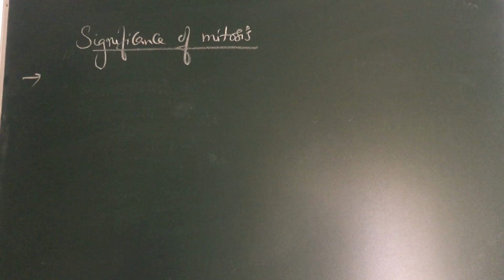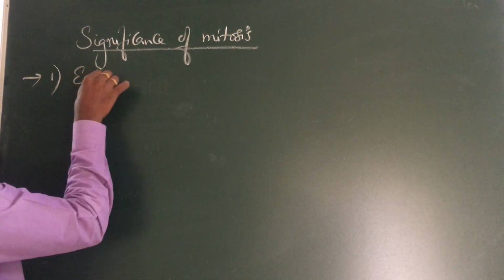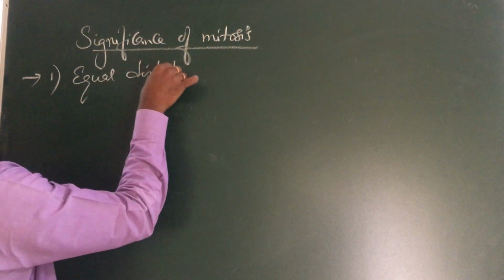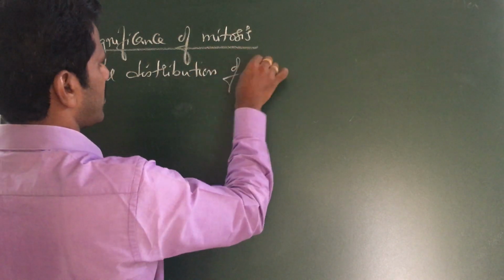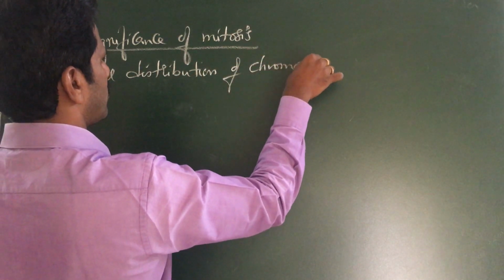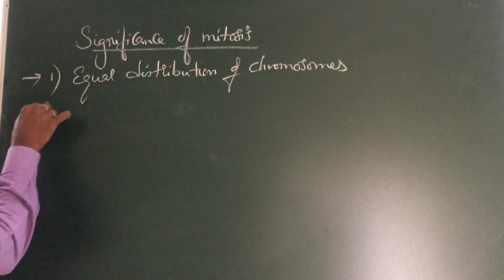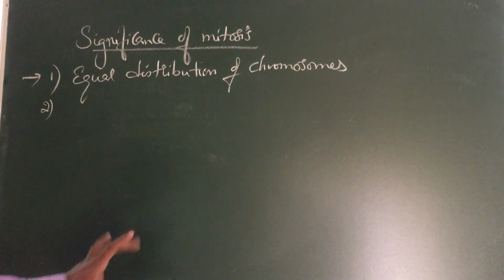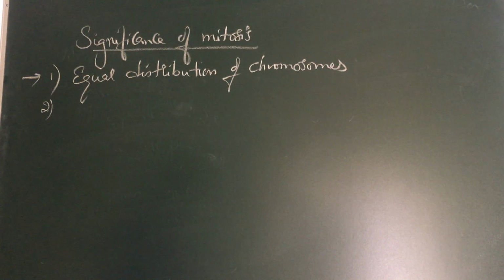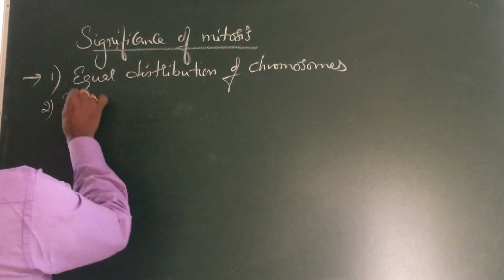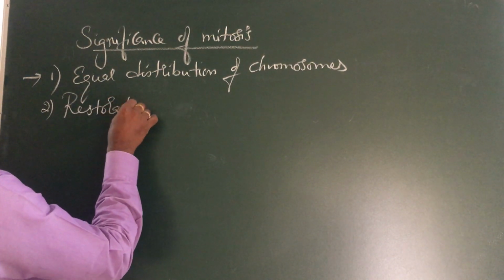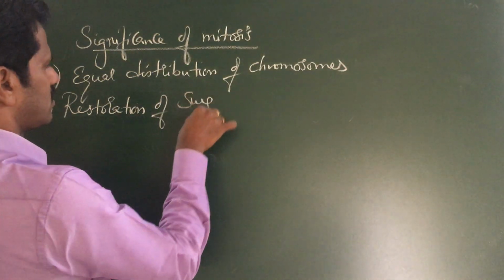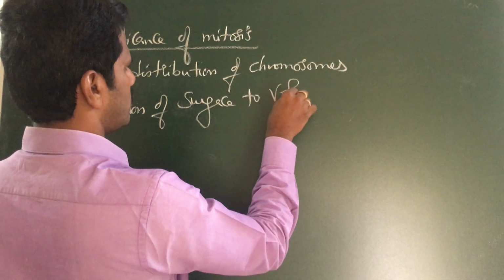So what is the significance of mitosis? What we studied in mitosis: you already know that there is equal distribution of chromosomes. Is it right? So chromosomes are equally distributed. That is one thing. Next, restoration of surface to volume ratio.